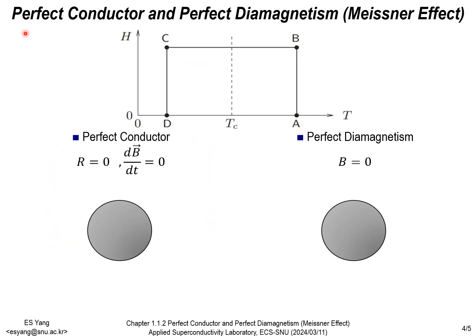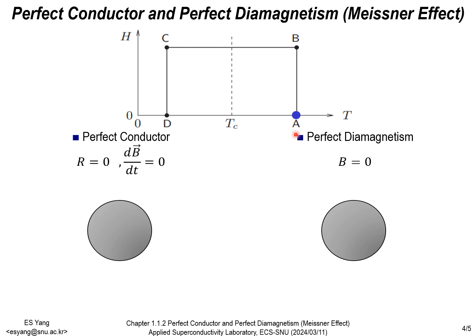Based on the preceding information, two concepts emerge: perfect conductor and perfect diamagnetism. Perfect conductor can be expressed mathematically as R equals 0 within the material, and dB/dt equals 0 according to Faraday's law. Perfect diamagnetism can be represented as B equals 0 within the material. By changing the temperature and external magnetic field, we can easily explain the two concepts through a series of steps.